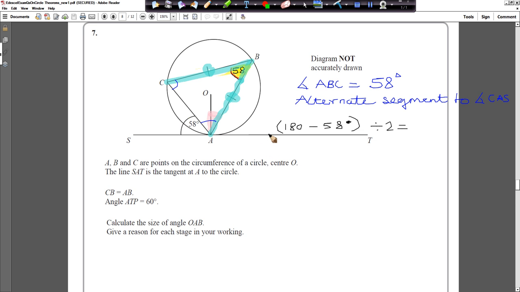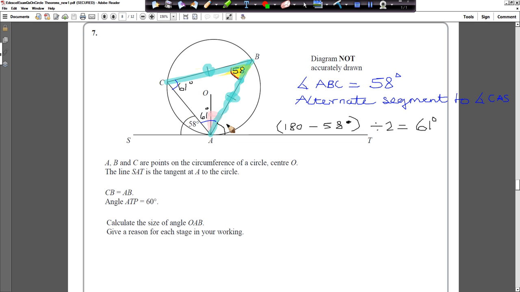Okay, 180 minus 58. So the final answer is, thank you. Somebody's worked it out. 61 degrees is correct. So this angle here is 61. This blue angle here is also, it's not the angle that we're looking for at the moment, but this blue angle is 61 as well. Now, if that's 61, what is this angle here going to be?